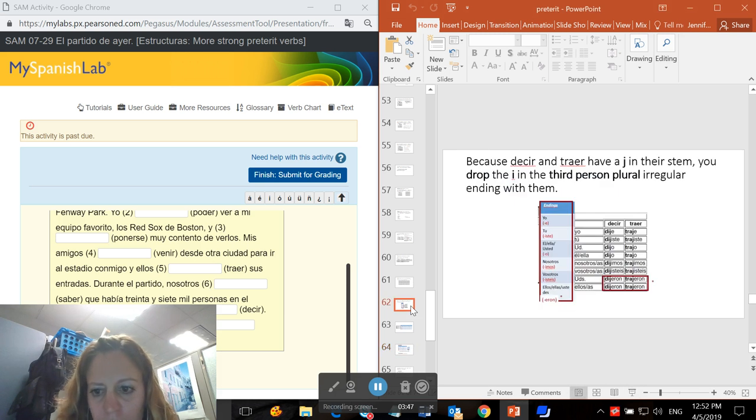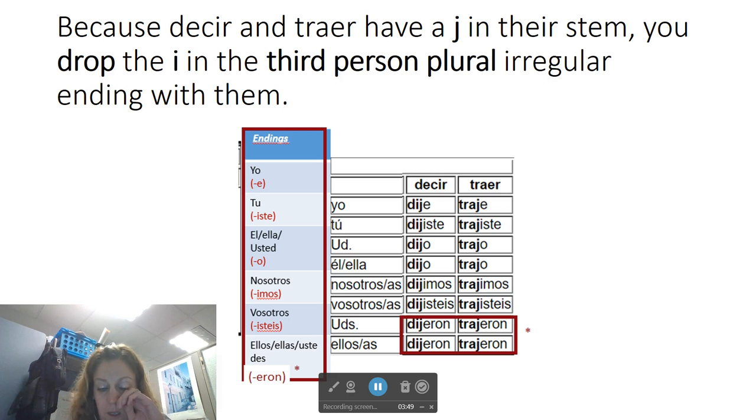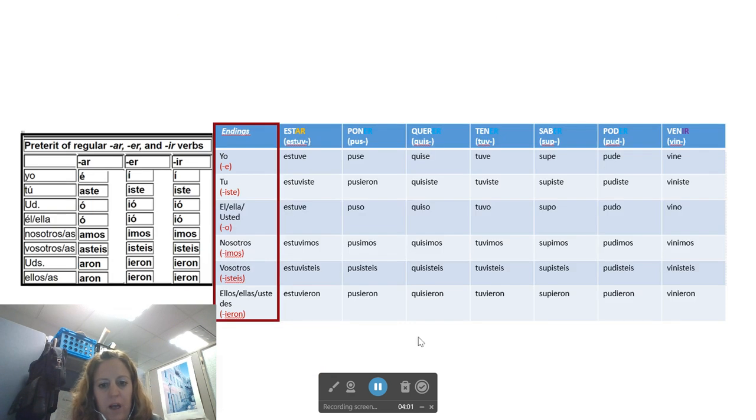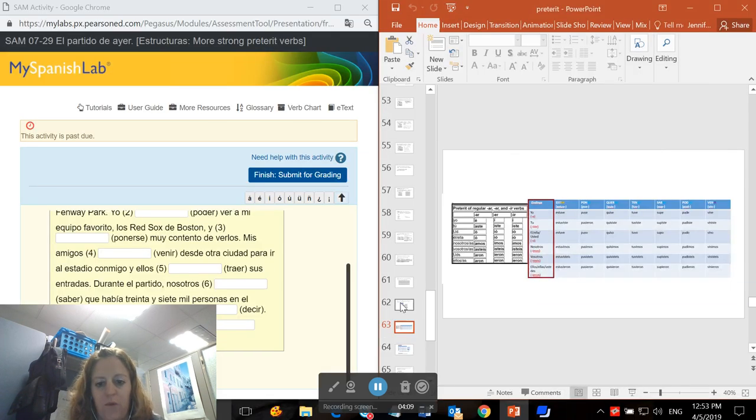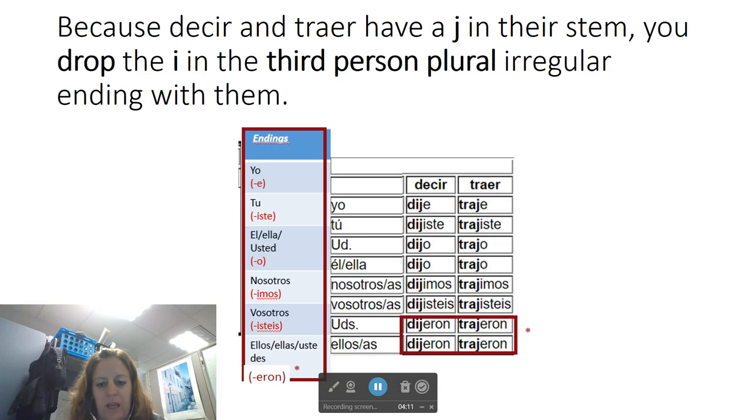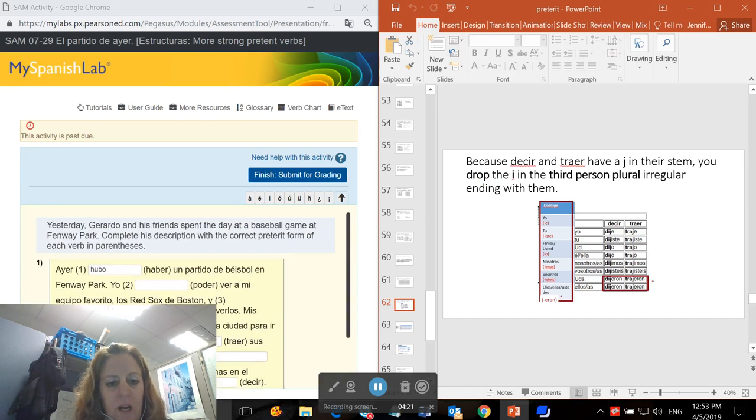The only ones that are a little bit different in that category are decir and traer. Because they have a J in their stem, they have those irregular endings except you drop the i. For all of these guys, you have an i in the third person plural, the ustedes, ellos, ellas forms. But for decir and traer, you drop the i. So whenever there's a J in the stem, before you add the ending for third person, you're going to drop the i.